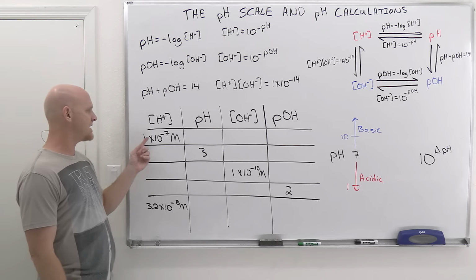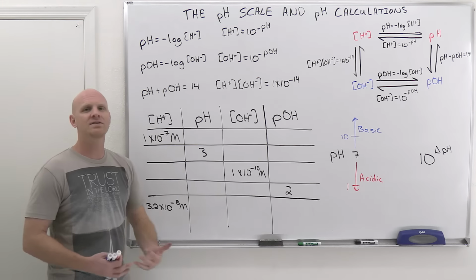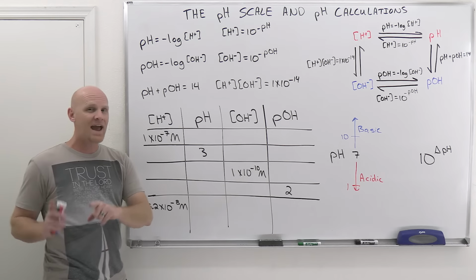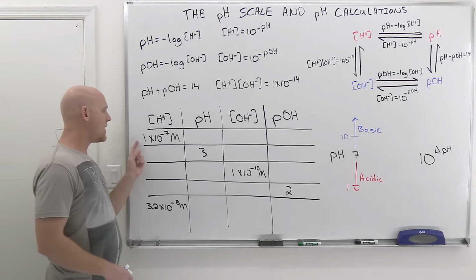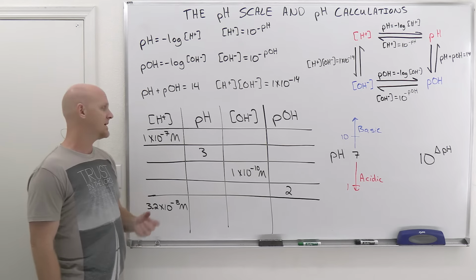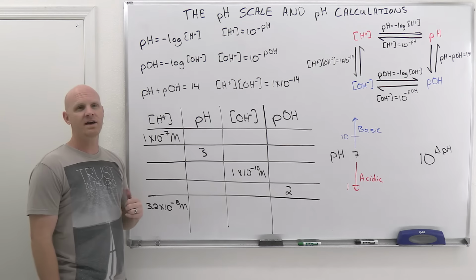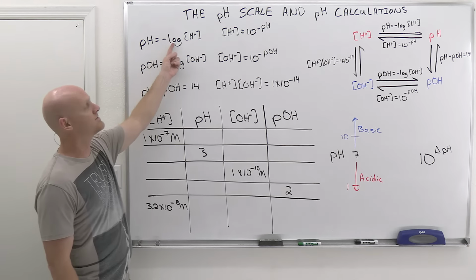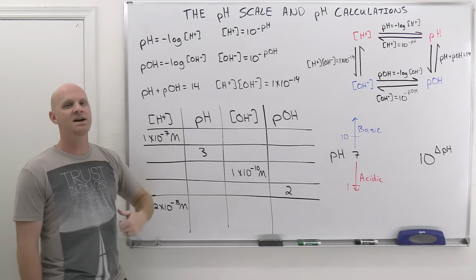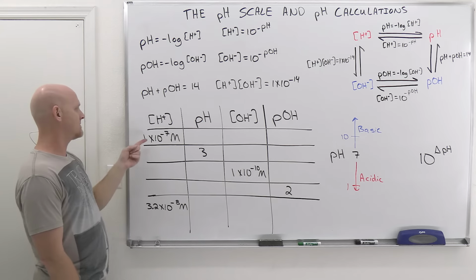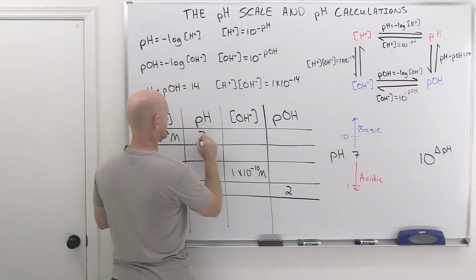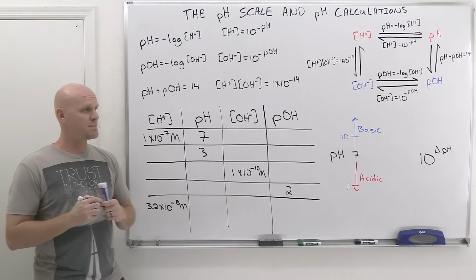But if you've got just 1 times 10 to the negative 7, just treat that as 10 to the negative 7. And what's nice is 10 to the power of is the antilog. When you take the log of the antilog, they cancel. So taking the log of 10 to the negative 7 just gives you negative 7. But taking the negative log of it changes the sign and gets you positive 7. And so if I take the negative log of this, I'm going to get a pH of 7. And so we can do that pretty quickly.